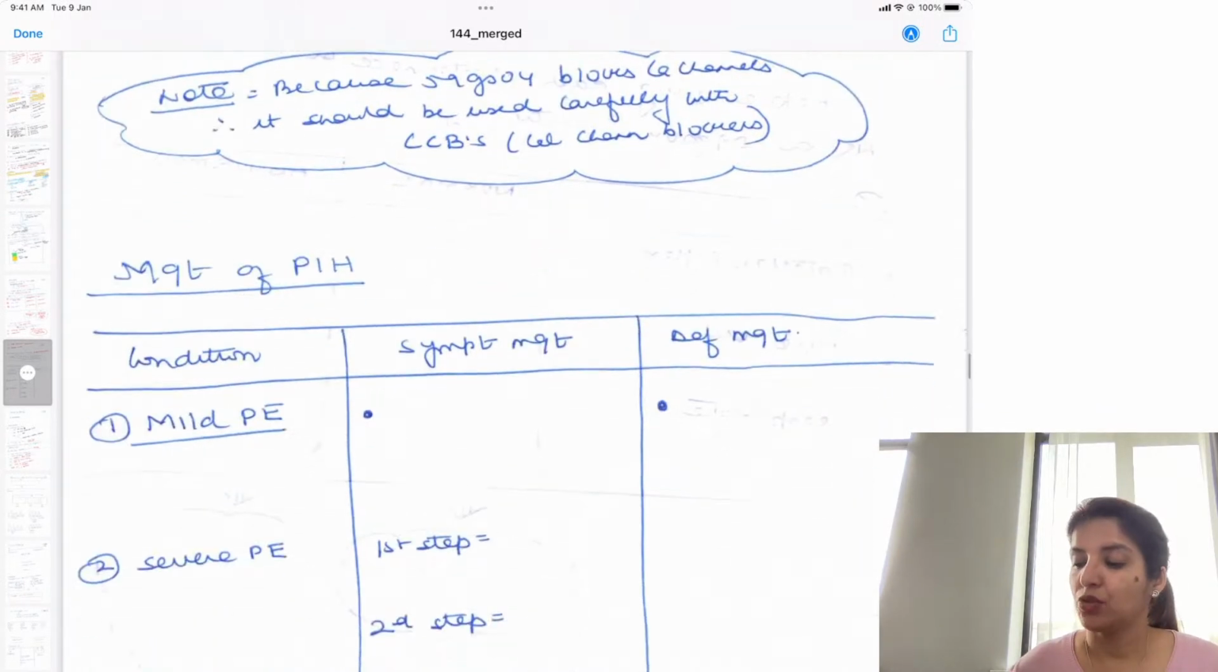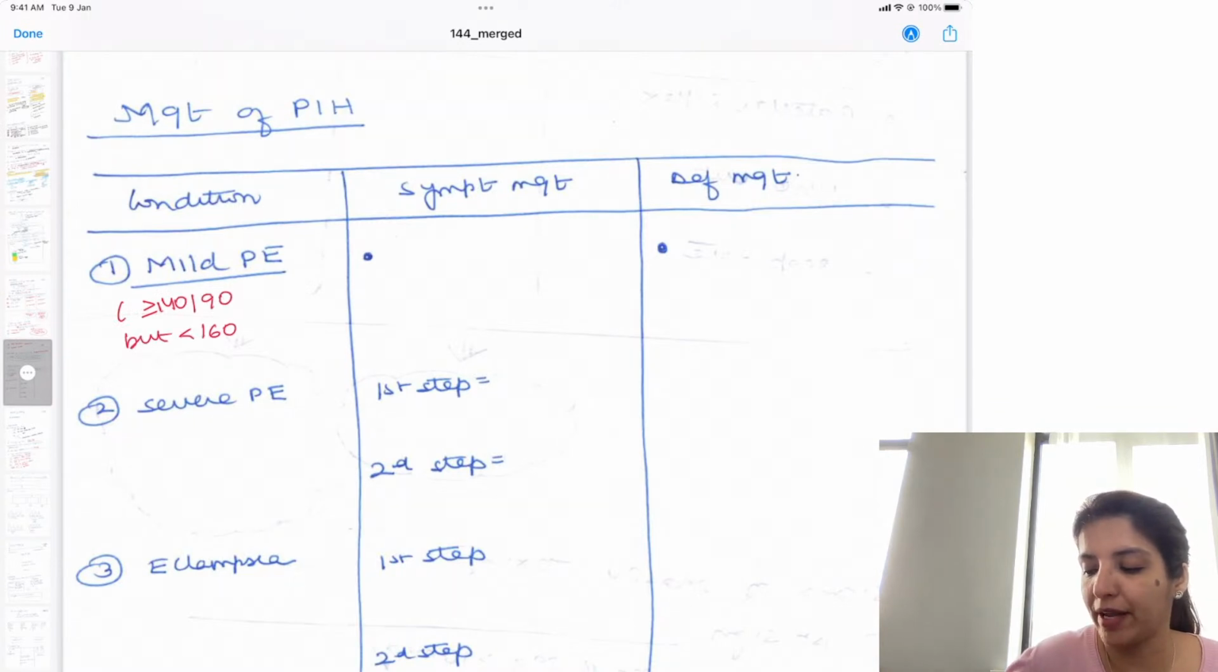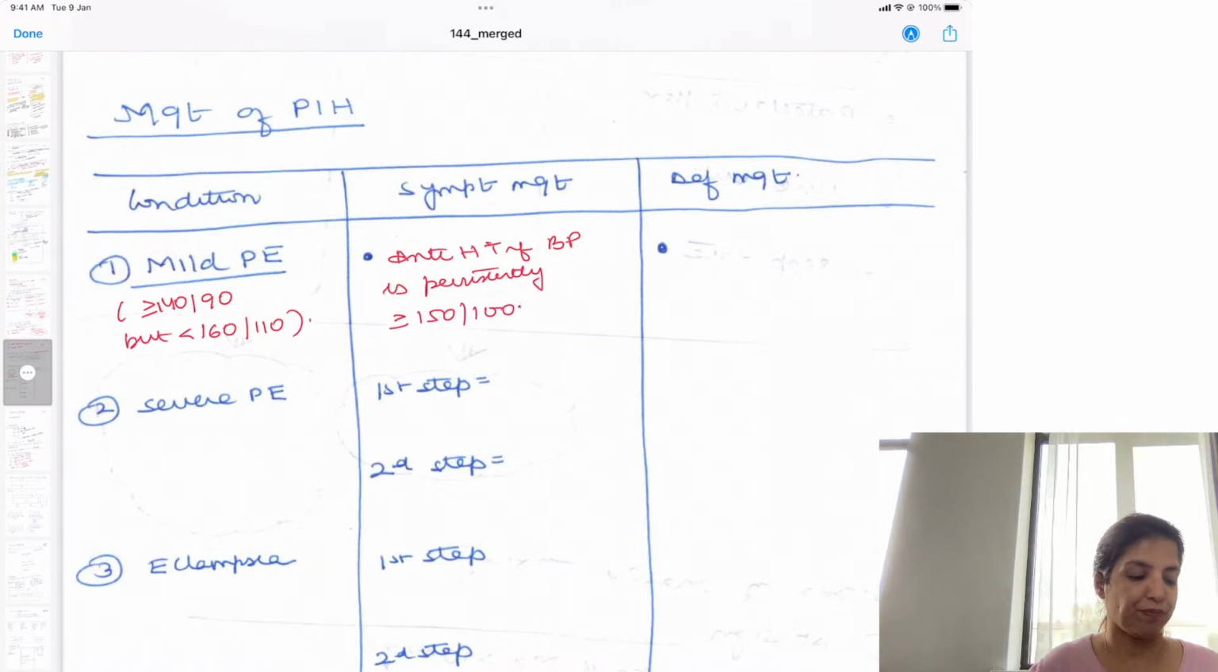Okay. So, I have made a table for you where I have written condition, symptomatic management and definitive management. Mild pre-eclampsia means BP more than 140 by 90 but less than 160 by 110. So what will we do in symptomatic management? Antihypertensive if BP is persistently more than 150 by 100.